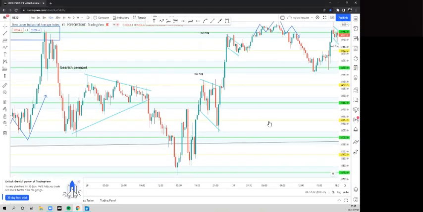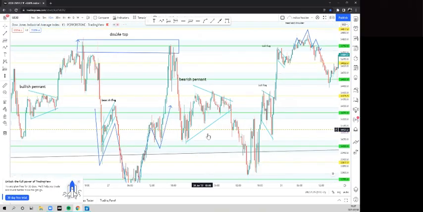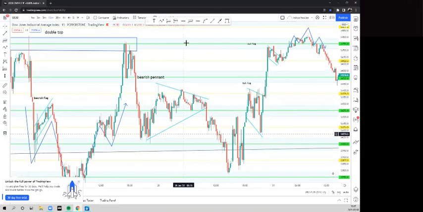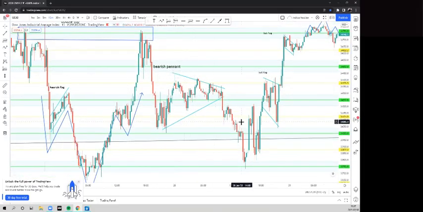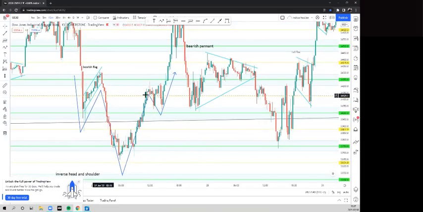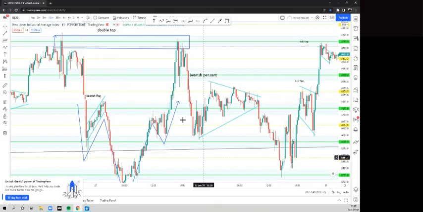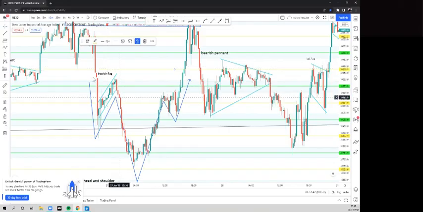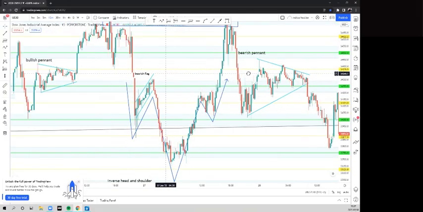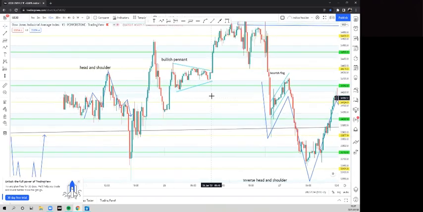It's simple. And trading chart patterns is very powerful. Look here, bearish pennant, we're going down. Inverse head and shoulders, we're going up. Double top, we're going down. Bearish flag in the head and shoulder, we're going down. Very, very powerful way to trade, trading chart patterns.